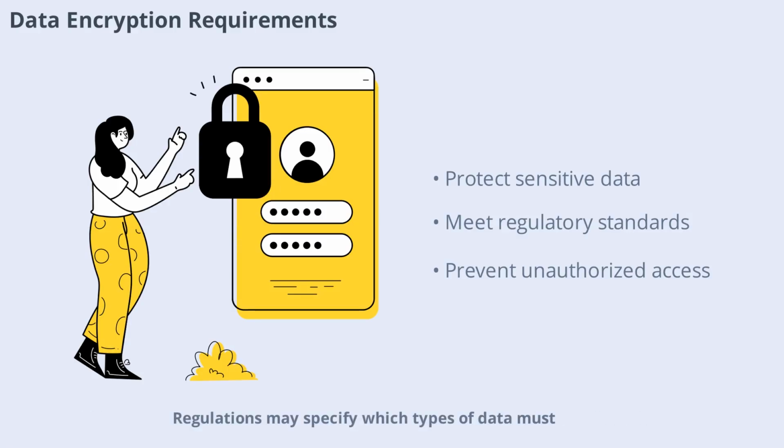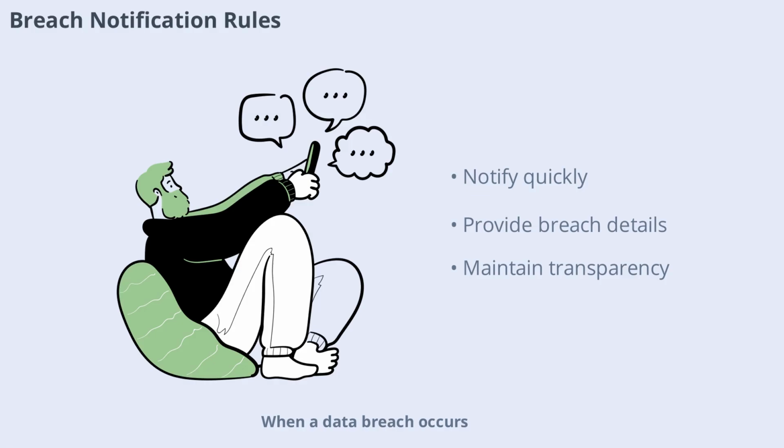Regulations may specify which types of data must be encrypted and what encryption standards to use. By implementing strong encryption, organizations can safeguard their information and demonstrate compliance. Next, we'll discuss the importance of data breach notification requirements. When a data breach occurs, regulations often require organizations to notify affected individuals and regulatory authorities within a specific timeframe.